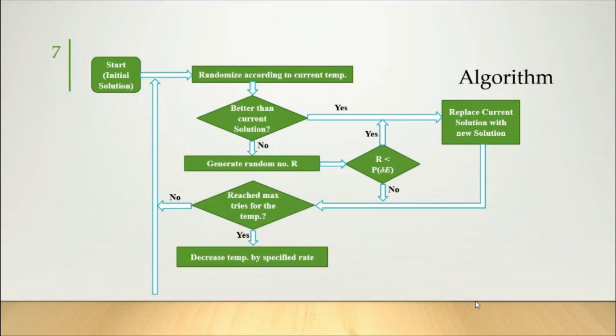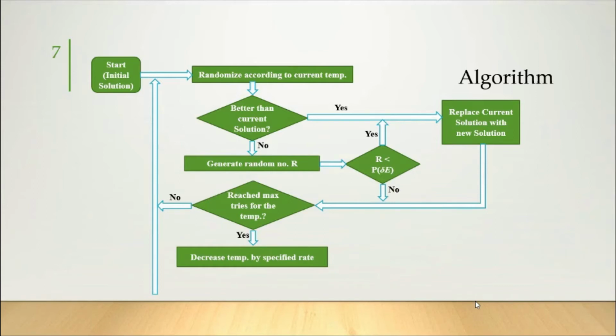Otherwise, you can decrease the temperature by a fixed value itself: 100, 90, 80, 70, etc. That is also possible. Or you can divide the temperature by a value which is greater than 1. Say if we divide it by 1.1, the value decreases to somewhere around 90 point something. So that is also possible.